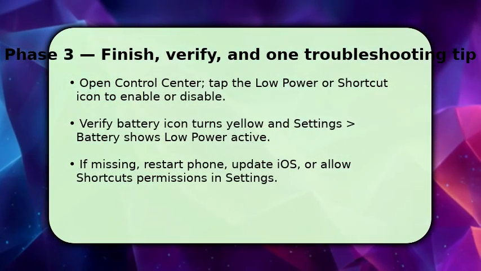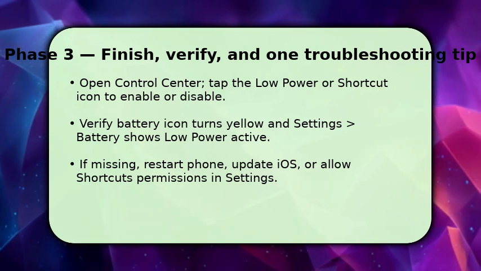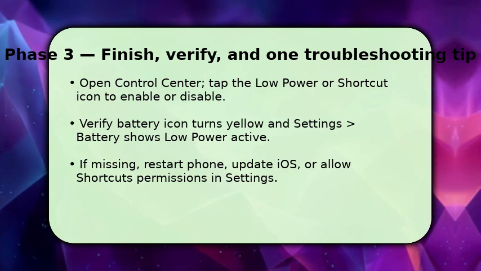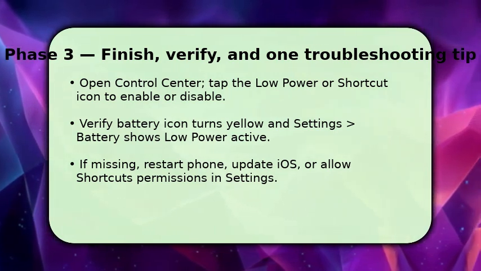Finish by testing. Swipe to open Control Center and tap the low power mode button or your shortcut icon. You should see the battery icon turn yellow in Settings. Battery will show low power mode active.